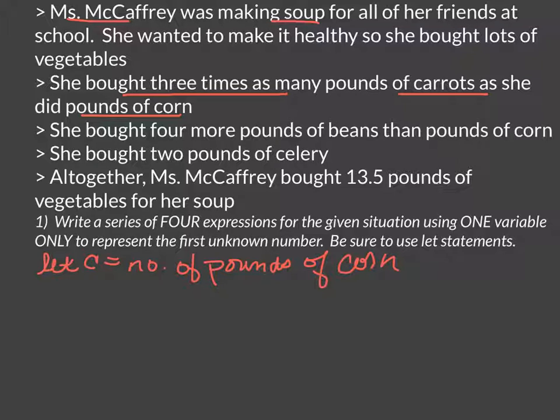Okay, next, carrots are 3 times as many as the corn. So 3 times as many means we're going to multiply times 3. So we're going to say let 3C equal the number of pounds of carrots.